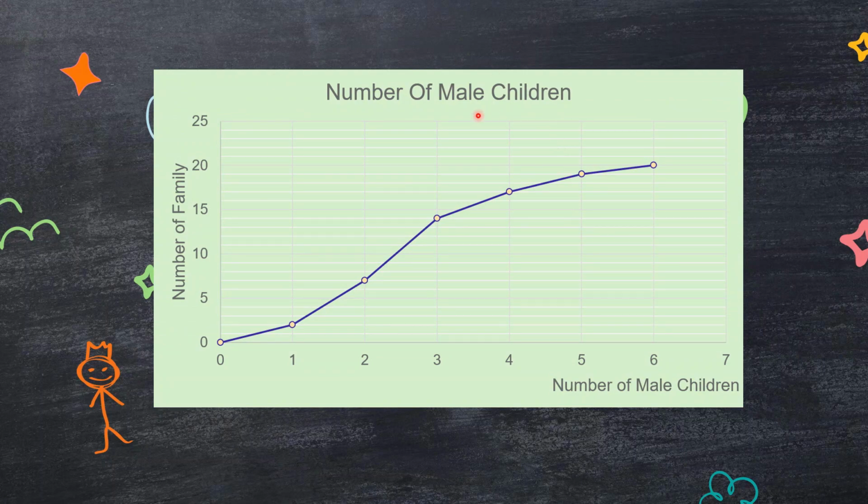The ogive represents the number of male children of the example given. The horizontal axis represents the classes and the vertical axis represents the cumulative frequency.